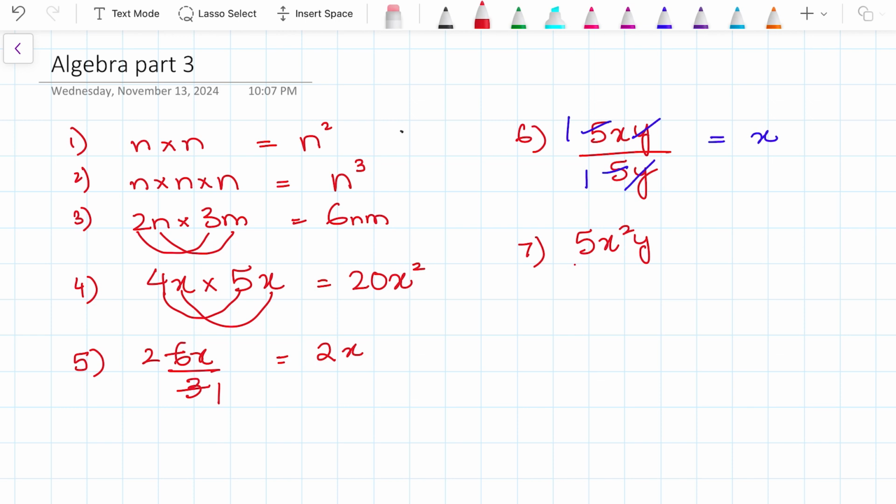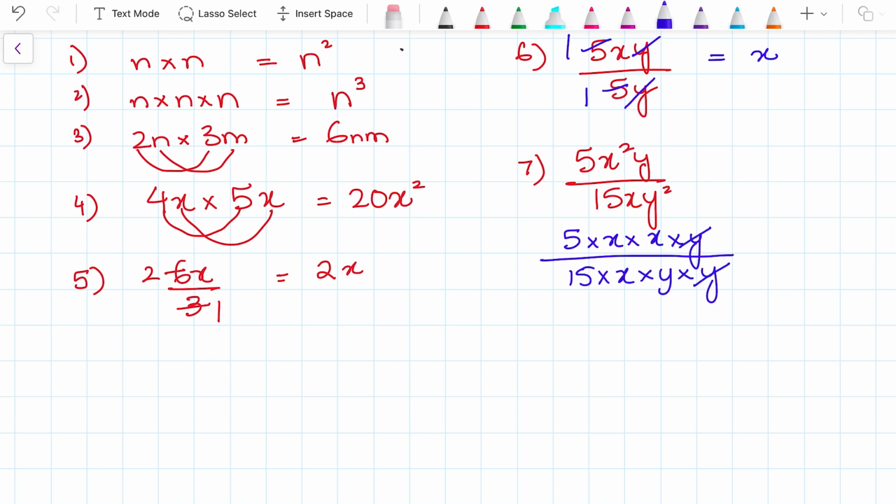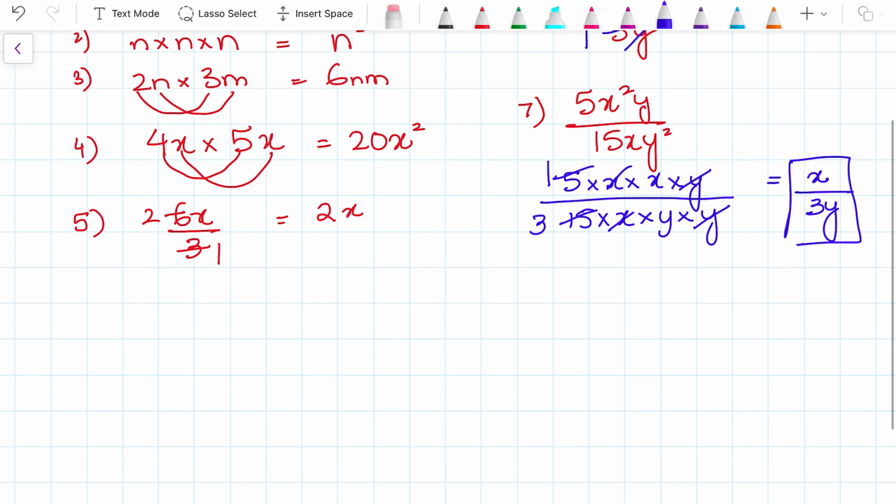5x square y divided by 15xy square. Now square means that there are 2 x's. If I expand, I can write it like this. This cancels out. This cancels out. 5 times 1, 5 times 3. So we are left with an x divided by 3y. Alright, let's do more.